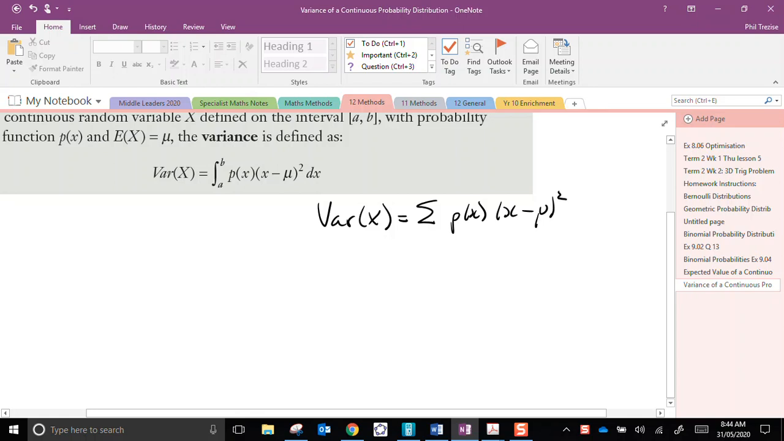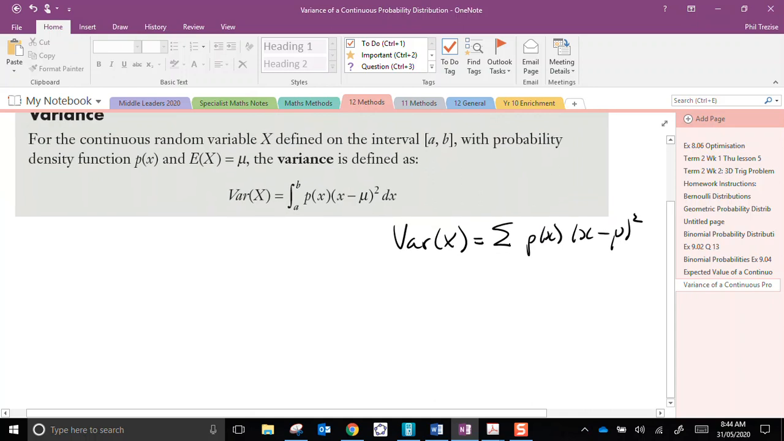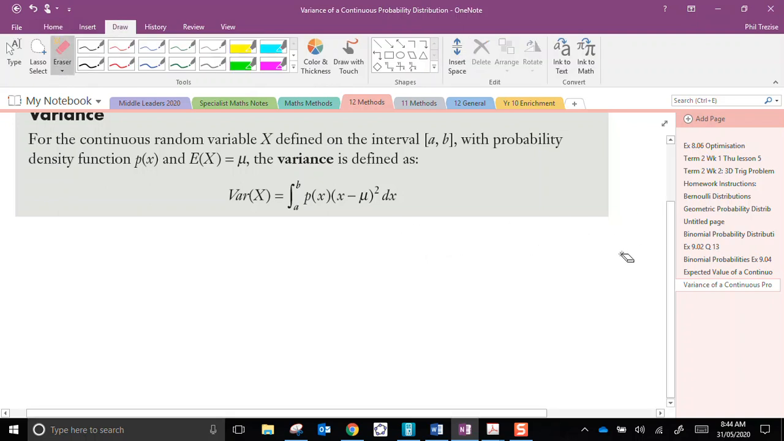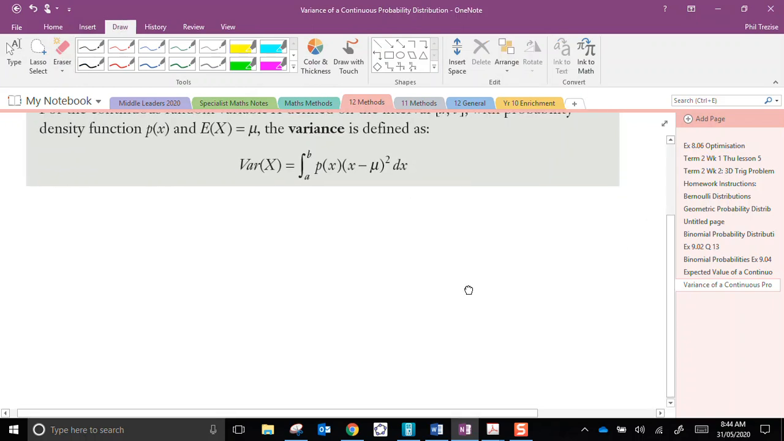So there's an obvious similarity between these two rules. When we are using discrete variables, we sum the individual values. When we're using a continuous variable, we have to use an integration between the lower and upper limit for the interval that the probability distribution is defined on. But the rest of it, the bit in the middle here, looks the same. So that's nice that it's consistent and it's easier to remember. Now both of those equations are on your formula sheet, but the topic for today is continuous.